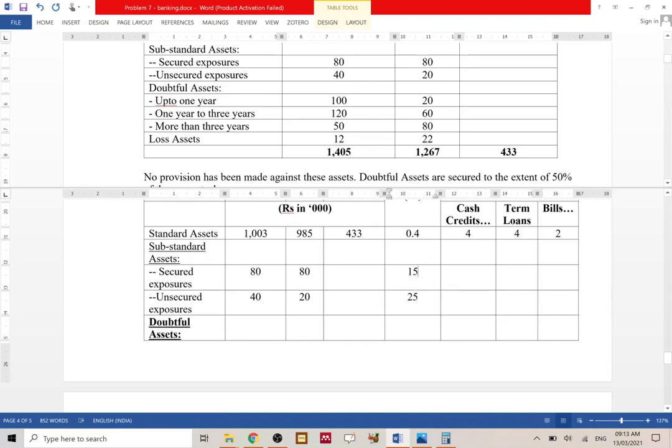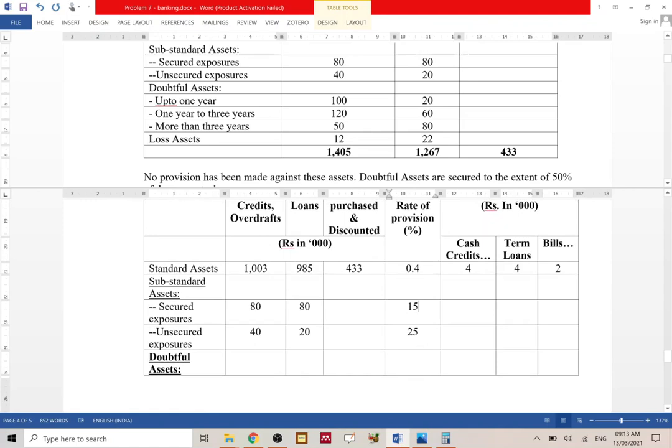Again, 15% is the percentage applicable to this full row, all the types of advances. Now 15% of 80, you get roughly 12. Again, we are applying 15% to these 80, 80, nothing over here, so nil. Then 25% of 40 is 10. 25% of 20 is 5. Last column there is nothing, so nil again.